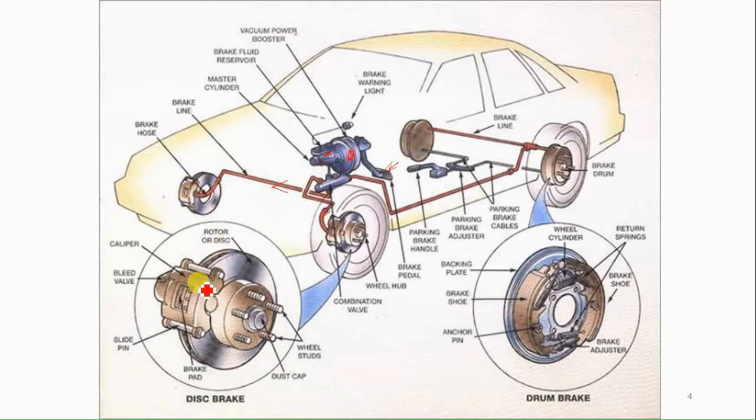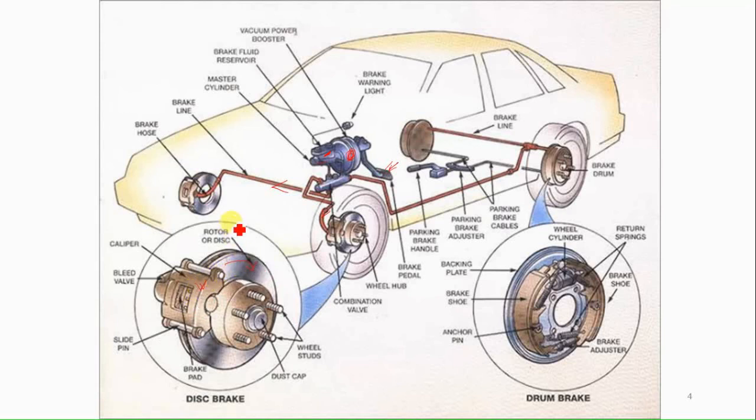Here you can see the caliper. This is a large view of it. This caliper is basically composed of a piston arrangement. So this is the rotating disc, and this rotating disc is to be stopped or slowed down with the help of the piston which contains the pressurized fluid.